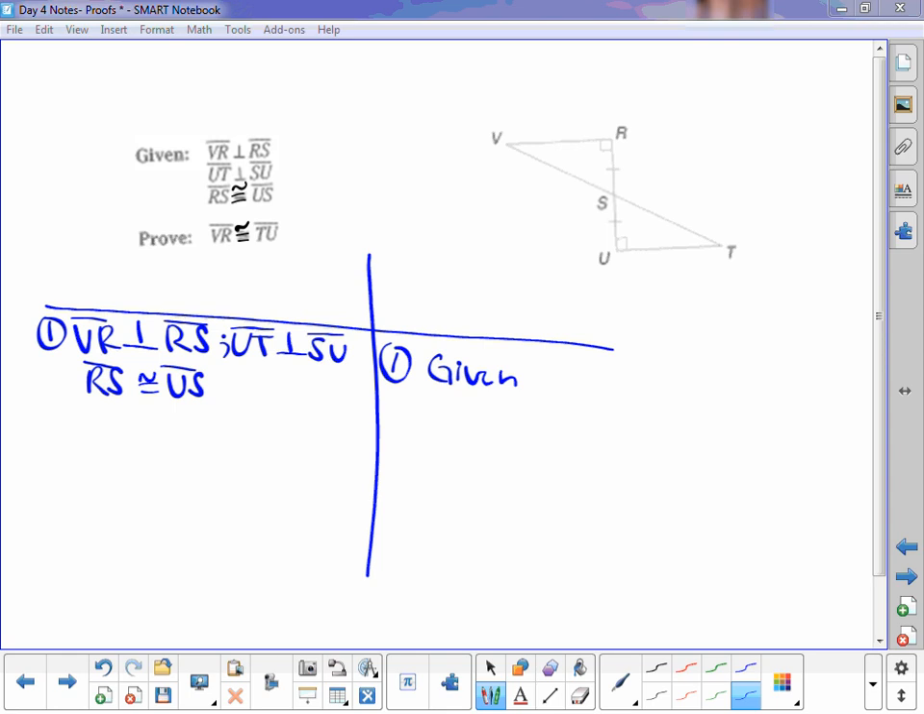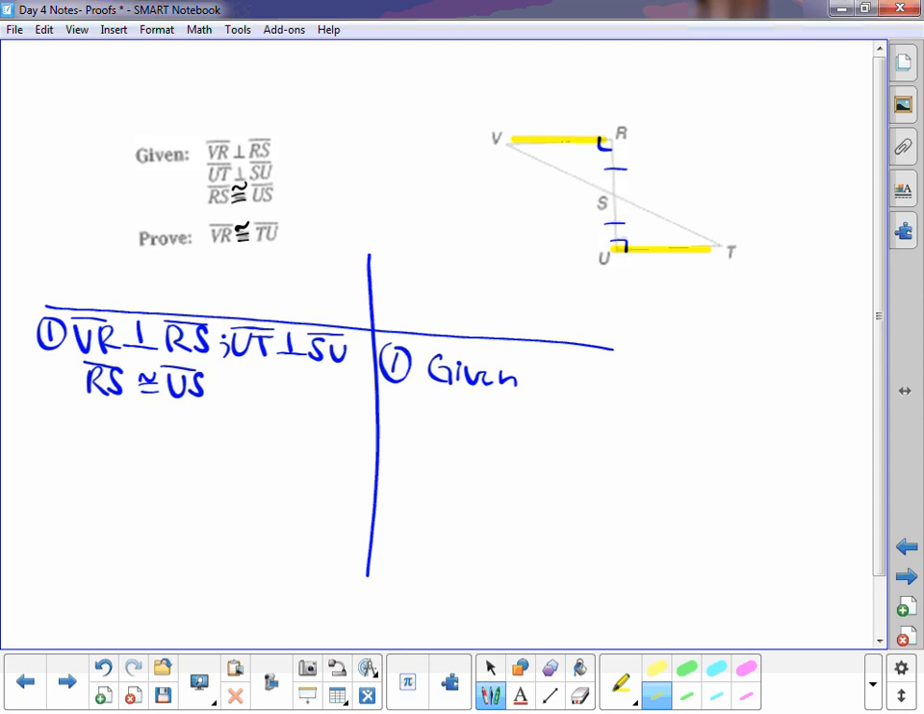So we have VR is perpendicular to RS. We have UT is perpendicular to SU. And we have RS is congruent to US. Okay, so we have perpendicular lines. Let's go ahead and translate those perpendicular lines because we want to show VR and TU, these two pieces, are congruent. Well, those are just two pieces of two triangles. That looks like we might go proof congruent.